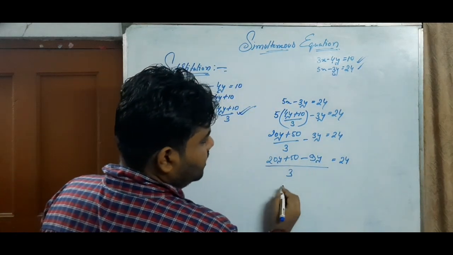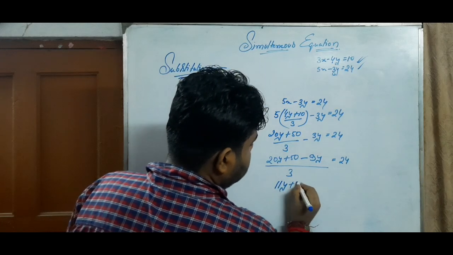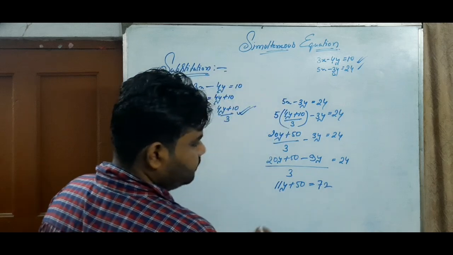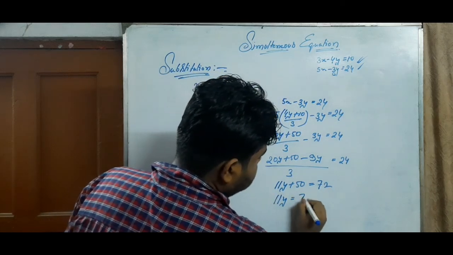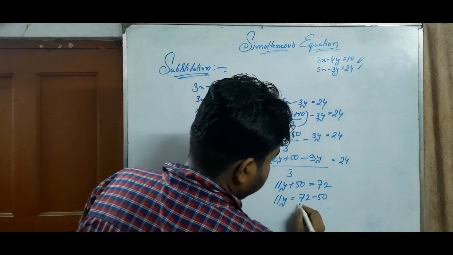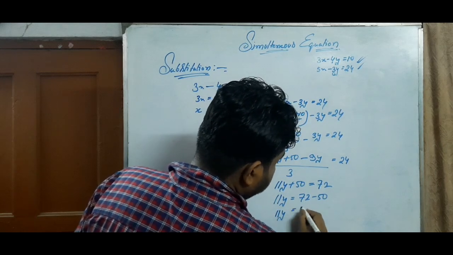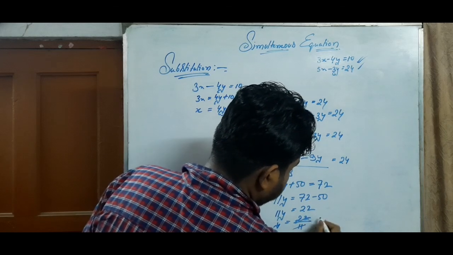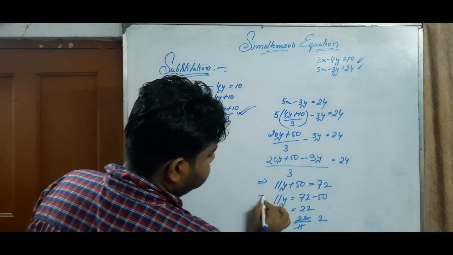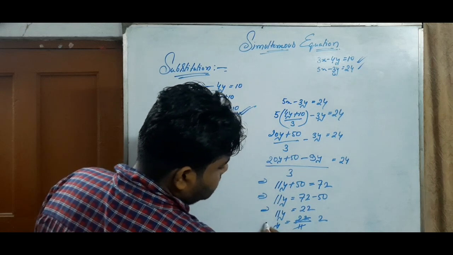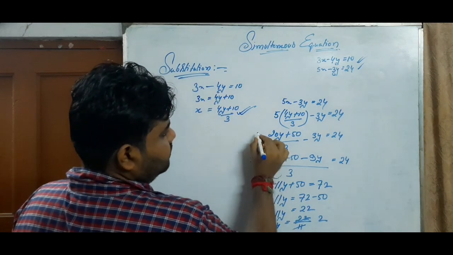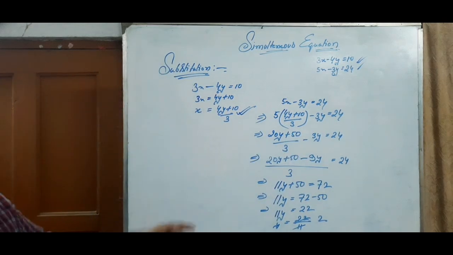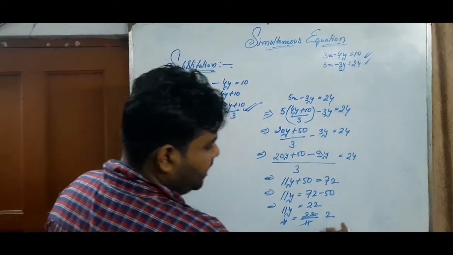Now 20y minus 9y, that is 11y plus 50 equals to 24 into 3, that is 72, or 11y equals to 72 minus 50, that is 11y equals to 22, or y equals to 22 by 11, that is 2. We shall use implied sign because we can't use equal to twice in a line or in an equation. Okay, so the value of y is 2.